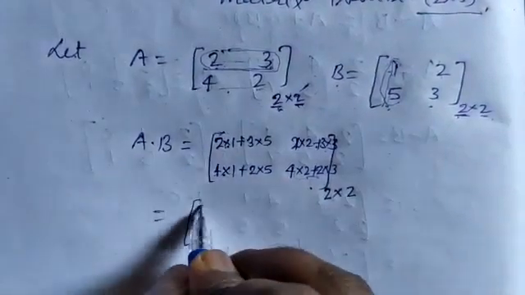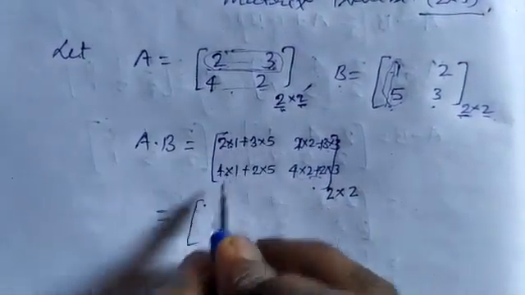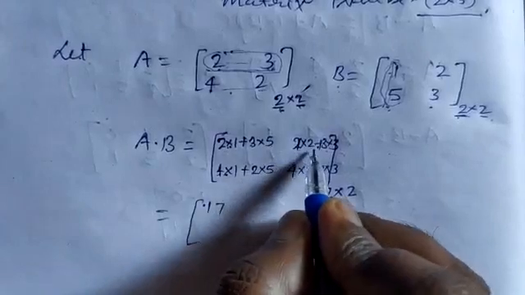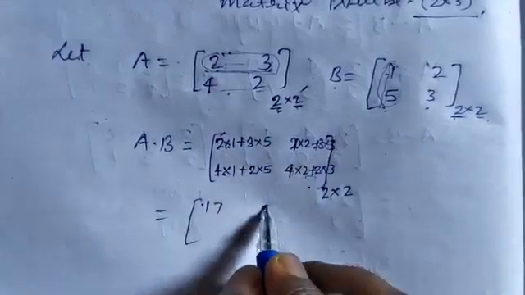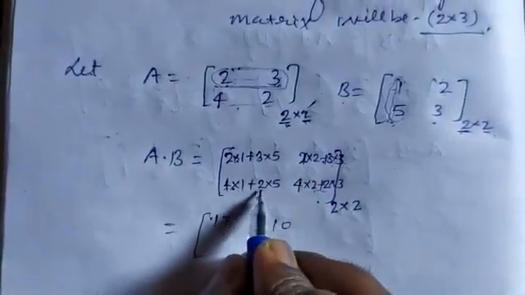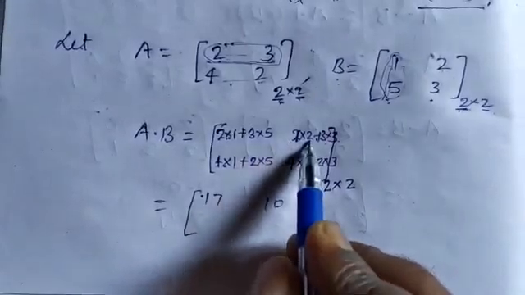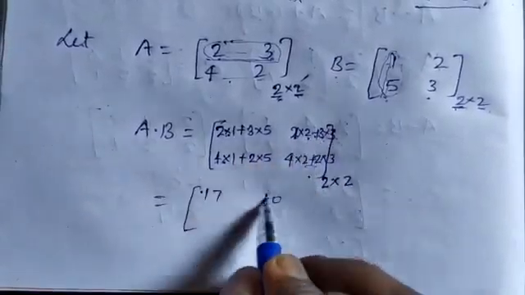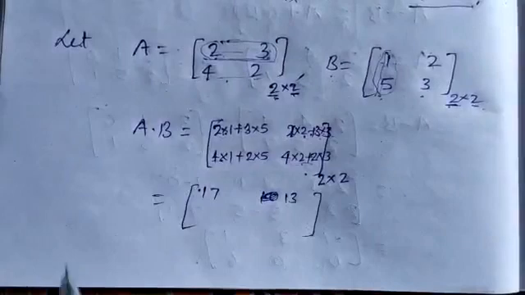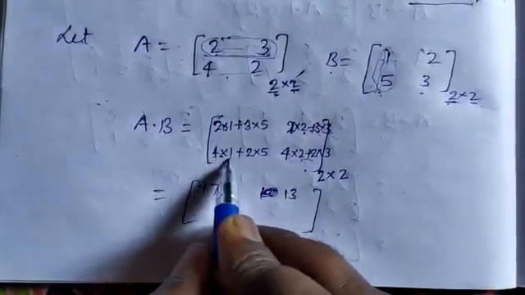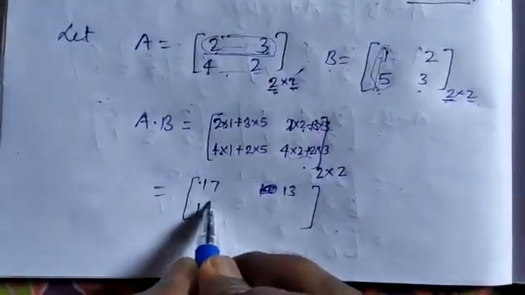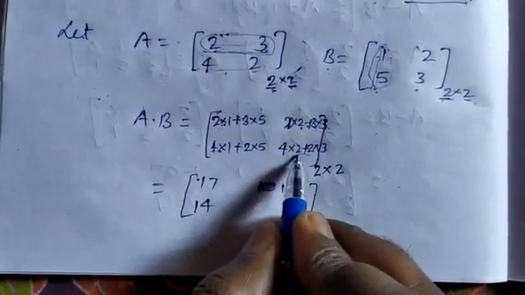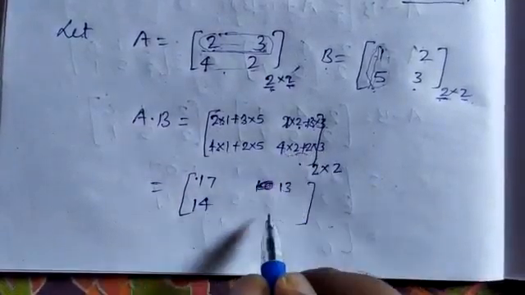2 into 1 is 2 and 3 into 5 is 15, 15 plus 2 is 17. And 2 into 2 is 4 and 3 into 3 is 9, 4 plus 9 is 13, sorry, by mistake. Okay, 4 into 1 is 4 and 2 into 5 is 10, 14. And 4 into 2 is 8, and 2 into 3 is 6, 14.